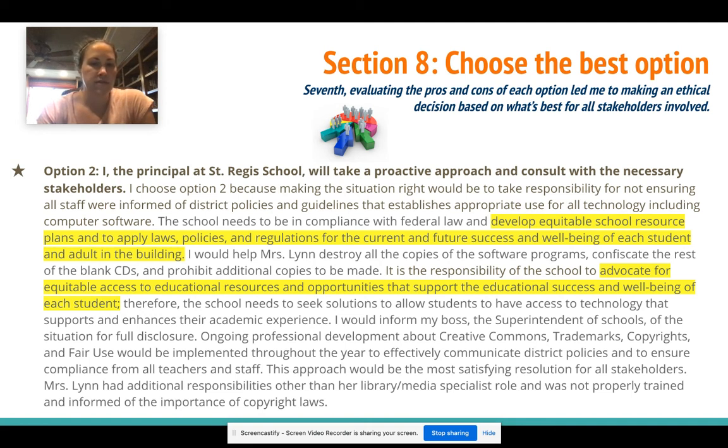Ongoing professional development about Creative Commons, trademarks, copyrights, and fair use would be implemented throughout the year to effectively communicate district policies and to ensure compliance from all teachers and staff. This approach would be the most satisfying resolution for all stakeholders. Mrs. Lynn had additional responsibilities other than her library media specialist role and was not properly trained and informed of the importance of copyright laws.